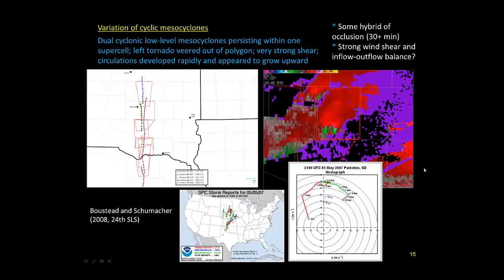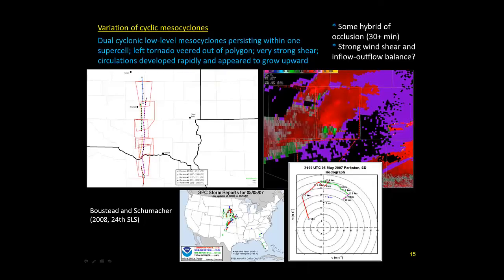So now we'll move on to a case closer to, well, in our neck of the woods, in Central Region, by Josh Boustead and Phil Schumacher from the 24th SLS conference. And this is kind of what got me and Phil started talking about all this. This was actually the day after the Greensburg tornado. There were several tornadoes in southeastern South Dakota, and it was somewhat of an atypical cycling behavior.